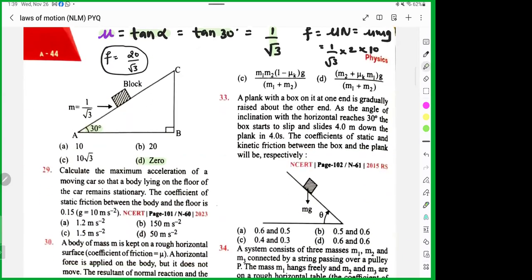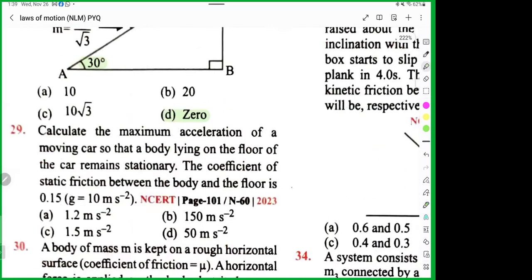तो दिस क्वेश्चन: Calculate the maximum acceleration of the moving car so that body lying on the floor of the car remains stationary, and coefficient of static friction between the body and this, and g value is this. सर इसमें हमने फ्रिक्शन फाइंड करनी है. सर म्यू एस एन. अब force is equal to mass into acceleration, and this should be equal to friction force, so it remains at rest.